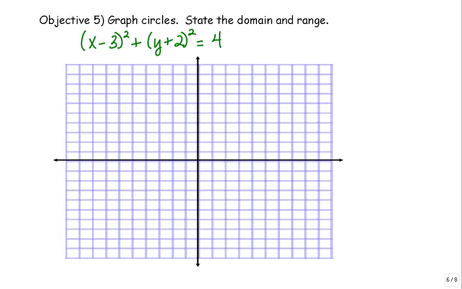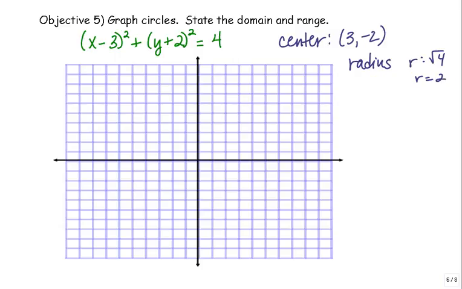Now, let's do the last objective, which is to graph circles, and we'll talk about the domain and range of that as well. So to graph circles, you need to know the center and the radius, and I'll show you how you use that information to plot the graph. So our center for this one is what? It is 3, negative 2, and our radius, again, we know r squared is 4, so the radius would be the square root of 4, or 2.